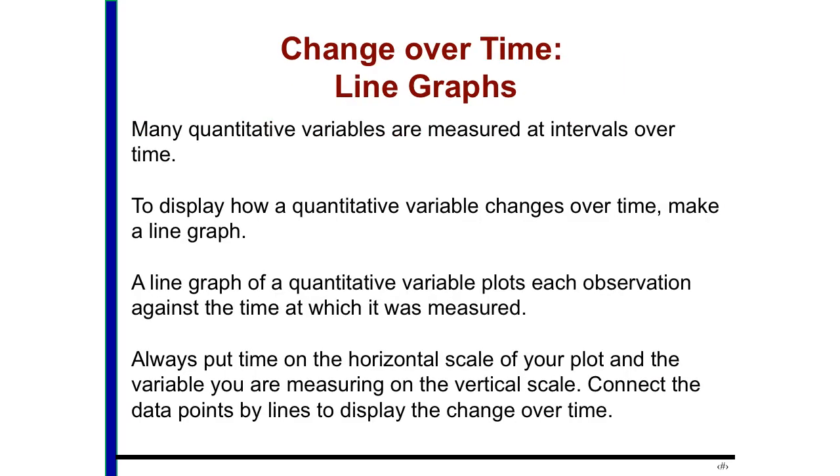The last graph in this chapter is a line graph. Quantitative variables are sometimes measured over time. So to display how a quantitative variable changes over time, that's when we use our line graph. We put the time on the horizontal axis, we put the variable that we're measuring on the vertical axis, and we typically plot our points and connect them with a line.